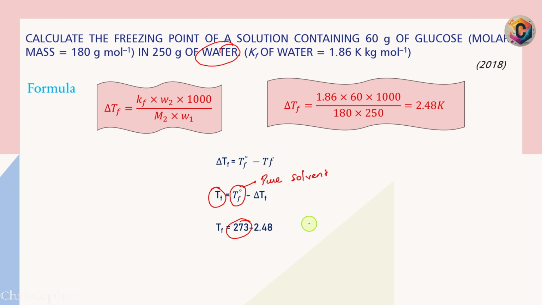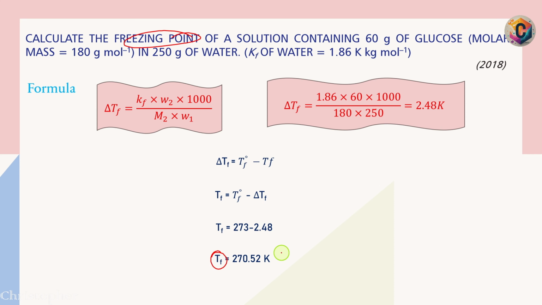In this step, students commit a mistake. Please be very careful. Here you have to substitute temperature in Kelvin scale. So water is at 273 Kelvin, and then the delta Tf value we just found is 2.48. If you find the difference, you will come to know at which point the solution freezes.